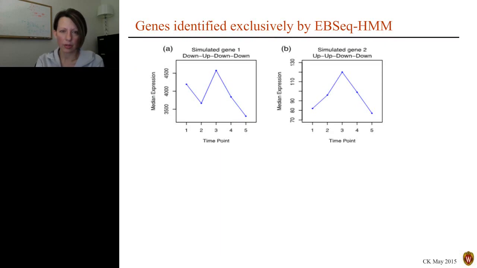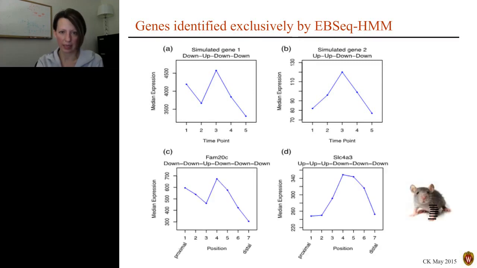So here are examples of 2 genes identified exclusively by EB-seq HMM. I'm showing you simulated genes here in the upper panel, and then 2 genes identified exclusively by EB-seq HMM in our case study data.